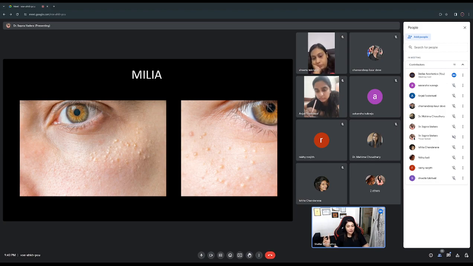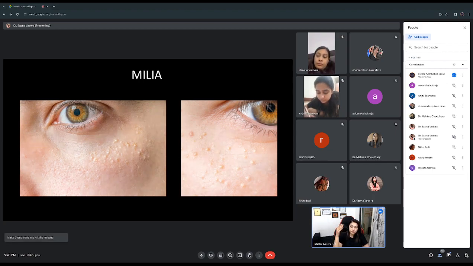So what would be the treatment? First, you remove all the milia. How will you remove it? Like you remove the mucocele. Okay, you remove it like you remove a mucocele.